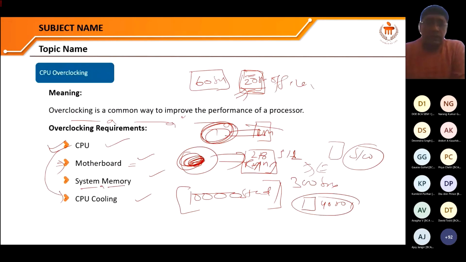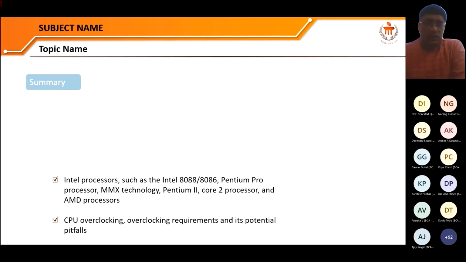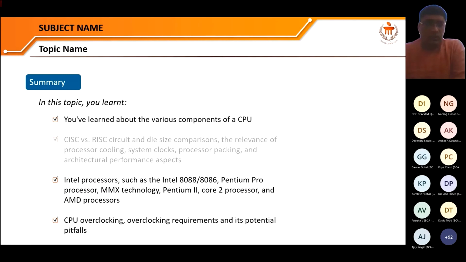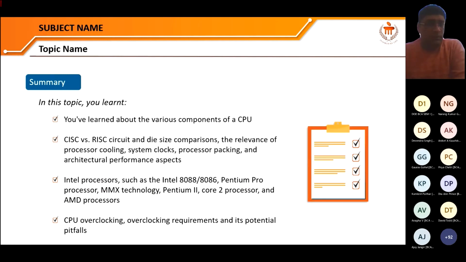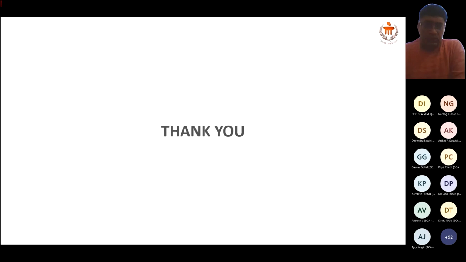There are 4 components to manage overclocking. Why are we doing overclocking? Because we want greater efficiency of the systems. So students, we have discussed a lot of things in this topic, and I hope now you are able to understand CPU working performance.